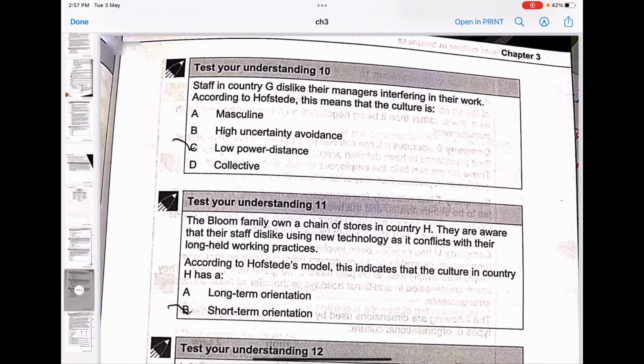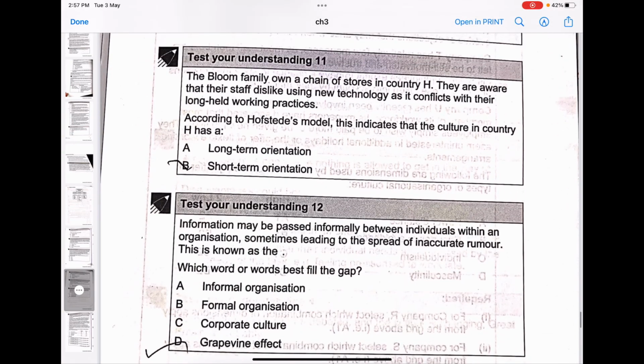Staff in country G dislike their managers interfering in their work, which is what? Test your understanding 10. The answer is low power distance.